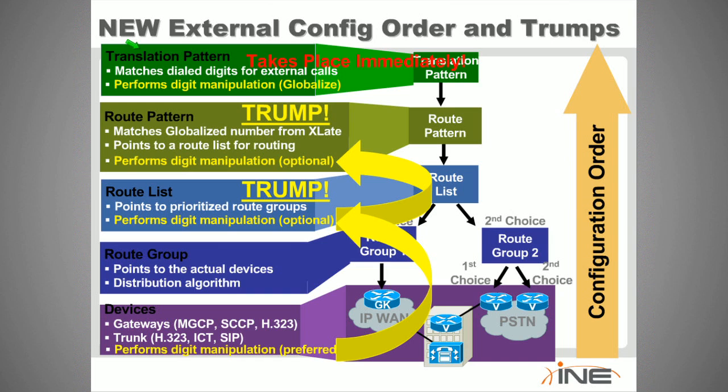But then we still have the ability to transform to localize. Once we've globalized at the translation, we still have the ability to transform or localize at the egress device. And in fact, we will have to localize our called numbers. Our calling will just be dependent on if we transform them the way we wanted them at the translation pattern or not. And if not, then we can do some additional transformation here.